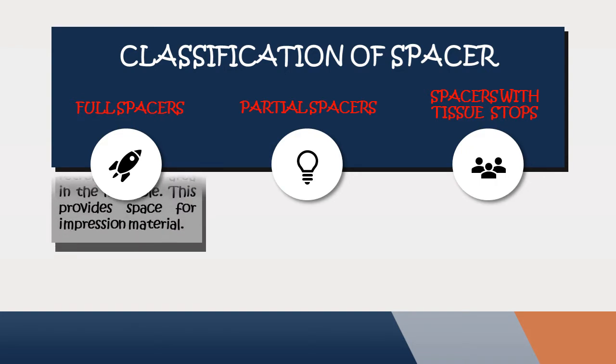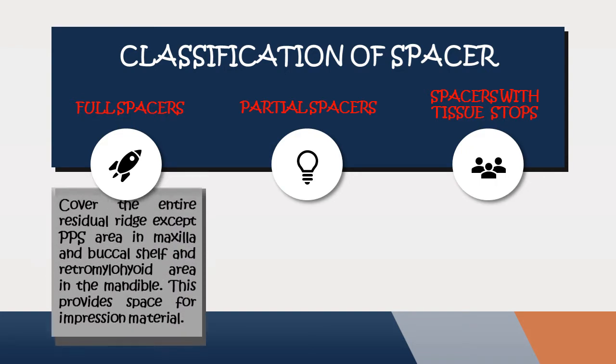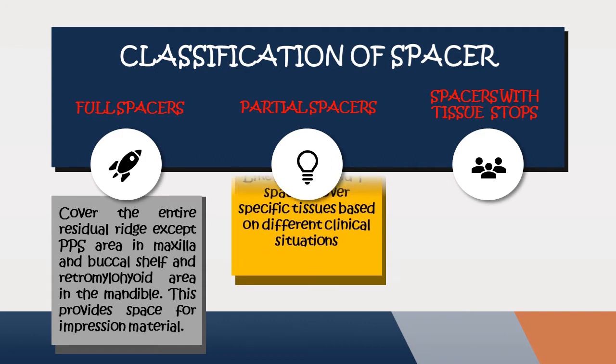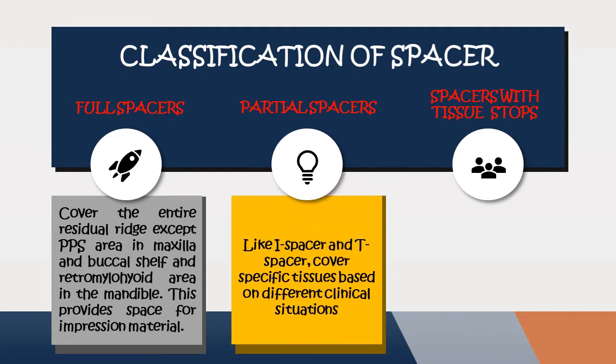What is a full spacer? A full spacer means it covers the entire residual ridge except the PPS area in the maxilla, and the buccal shelf and retromylohyoid area in the mandible. And this space provides room for impression material. What is a partial spacer? Like the I spacer and T spacer, it covers specific tissue based on different clinical situations.